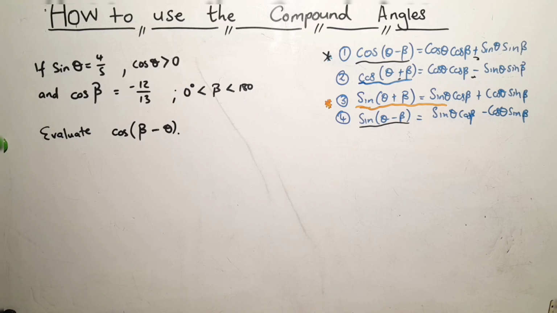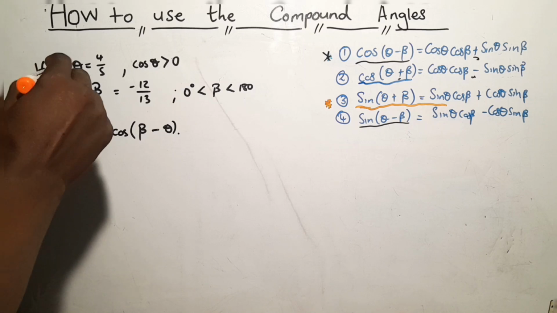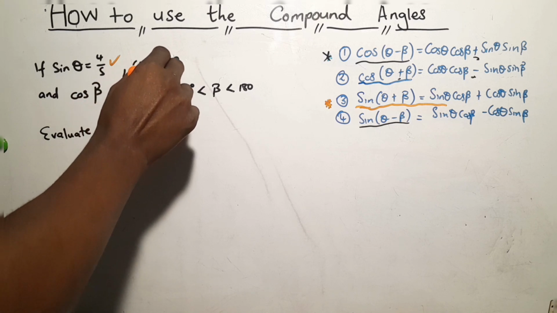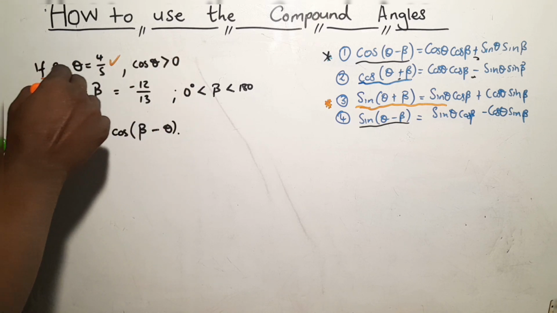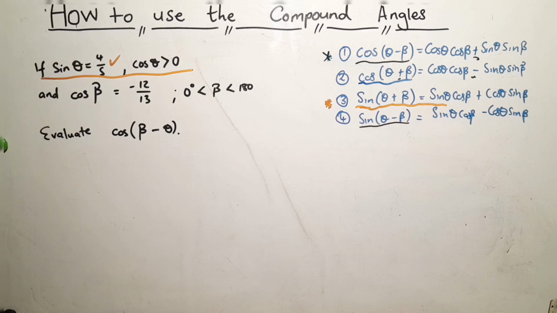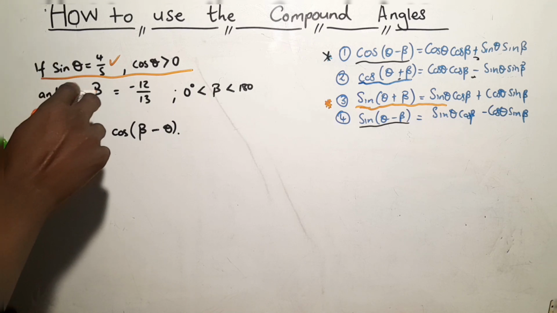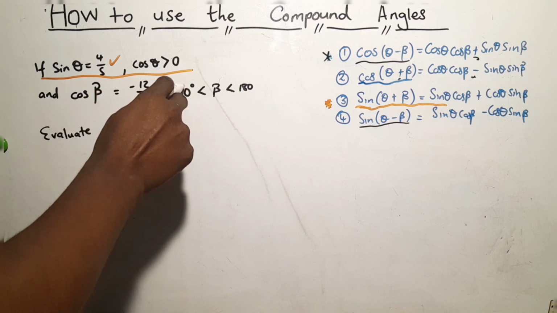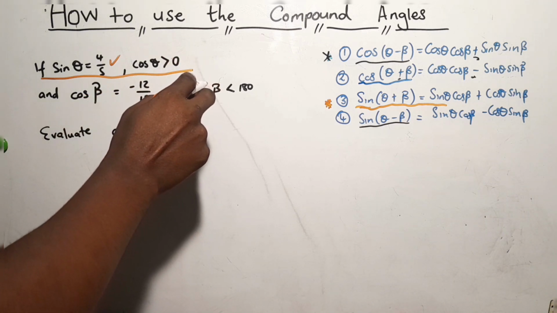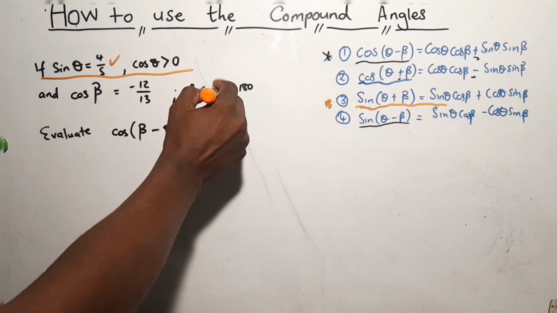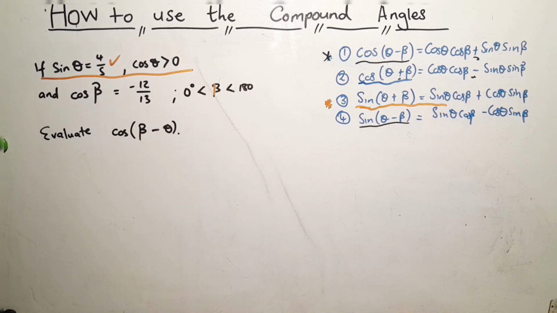So they gave us two situations. They gave us sin theta equals 4/5 and cos theta is greater than 0. So this is the first situation, and it is having theta. And the second one, they said cos beta is equals to -12/13, and for beta, 0 is less than beta, which is less than 180, right?